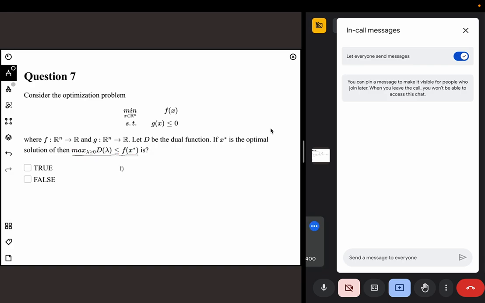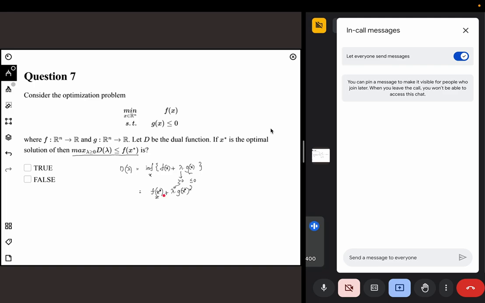If you write d of lambda, that will be the infimum of f of x plus some positive quantity lambda times g of x. This is some positive quantity and this is some less than or equal to 0 quantity. So the moment you find the optimal value, this will be f of x star, whatever that x star is the optimal value, plus lambda times g of x star. Again, this is positive and this is less than or equal to 0.